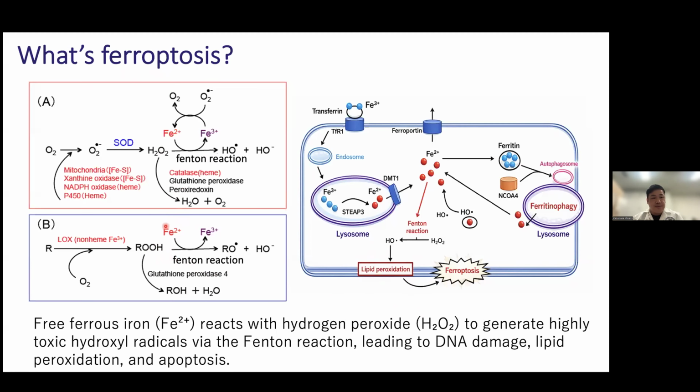For example, radical recombination makes a lot of H2O2. This promotes Fenton reactions. After this, ferroptosis will occur.